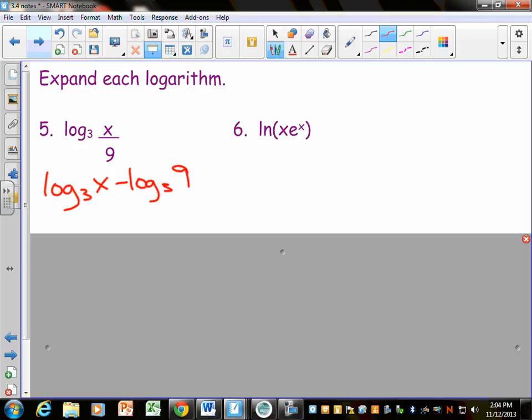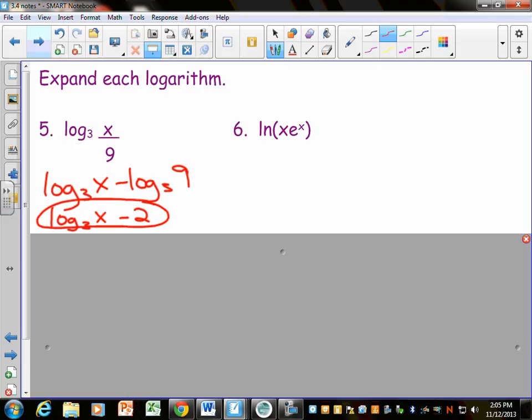But here's the extra step. If you can simplify something after you break it up, then I want you to simplify it. You can't simplify x, we don't know what x is. But look at this. Can we simplify log 3 of 9? What's the answer to log 3 of 9? 3 to the what equals 9? Just 2, right? So the answer that I would want here would be log 3 of x minus 2. So some people say, why would you want to break it apart? Well, sometimes you can simplify it and get a different answer out of it. So if you can simplify it, make sure you do that.